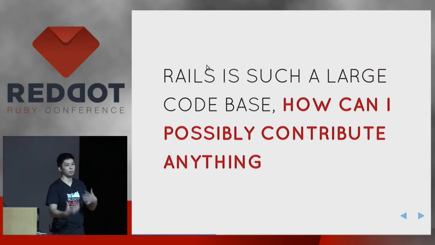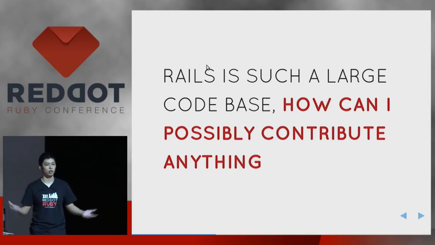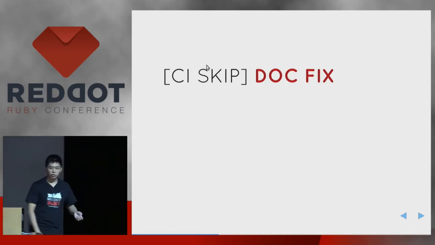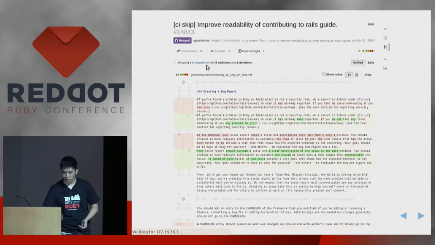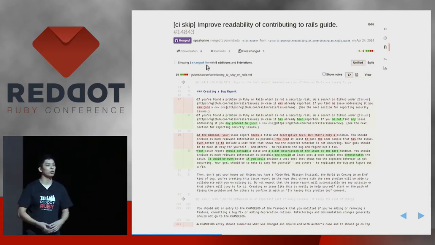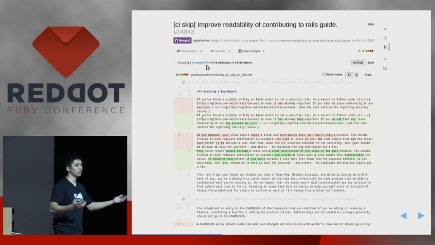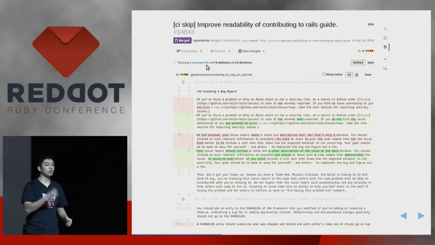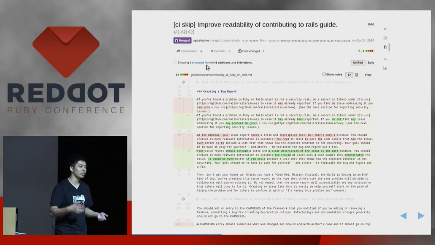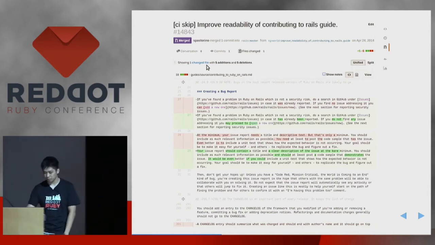One of the misconceptions I had was that Rails is such a big code base. How can I possibly contribute anything as a beginner? The simplest thing you can do is actually a docfix. When I first started, I was reading the contributing to Rails guides, and I realized it could be phrased better in a certain way. So you just submit a pull request. This is very simple, but fixing documents actually has impact down the line. When new developers read the documentation, it makes their life easier.